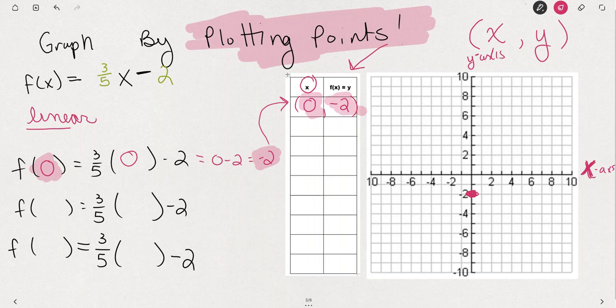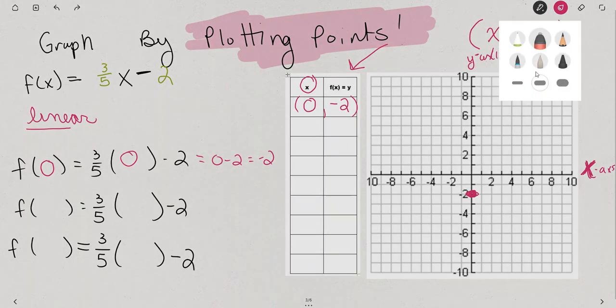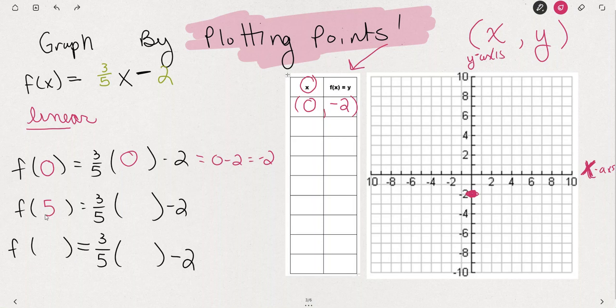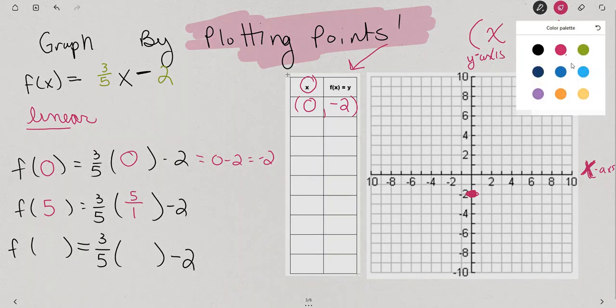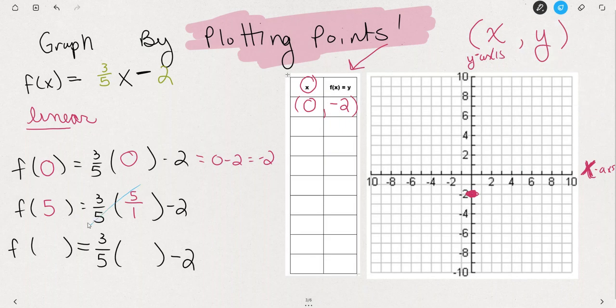Let's try the next point. Let's try a 5. When x is 5, that means I'm going to replace the x in our function with 5. F of 5 equals 3/5 of 5 minus 2. To do this arithmetic, it's 3/5 times 5 over 1. And if you are thinking ahead, you might have caught on that, oh, that's why I chose a 5.